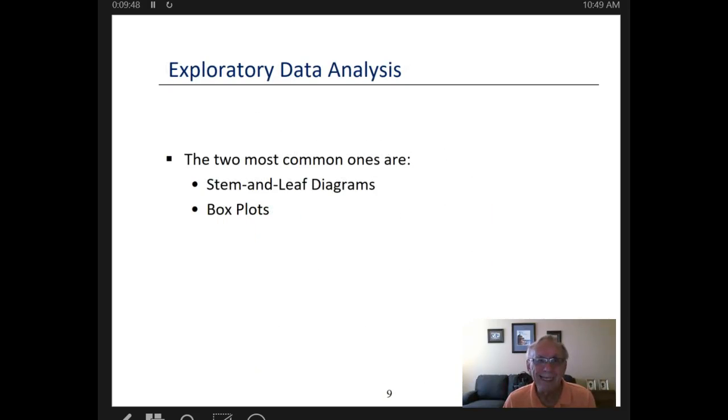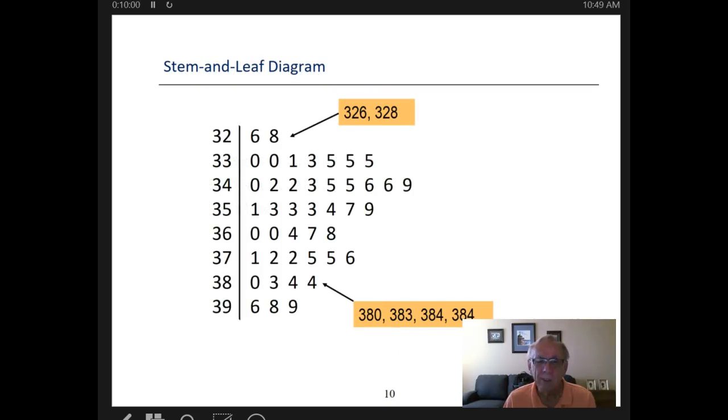When we look at exploratory data analysis, we're going to look at two types of tools. We're going to look at the stem and leaf and the box plot. The stem and leaf will show the shape of the data distribution. The item on the left in this particular column, the 32, 33 through 39, is the stem. The number to the right of the solid line is your leaf.